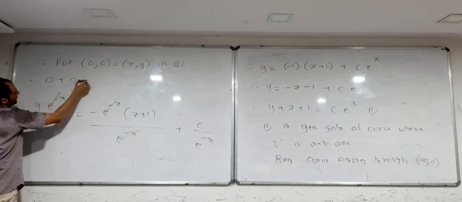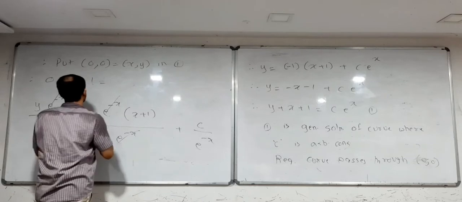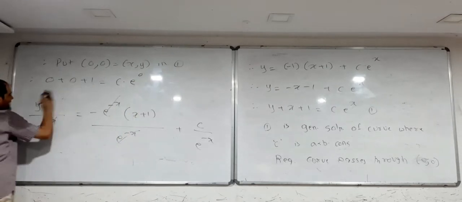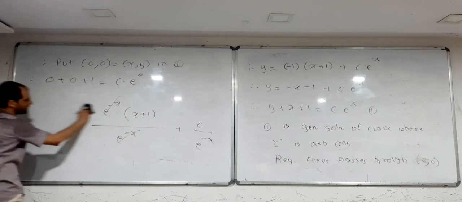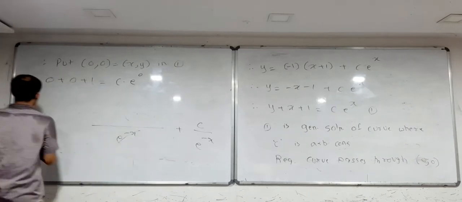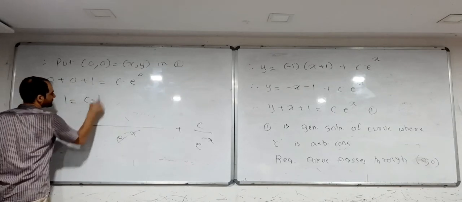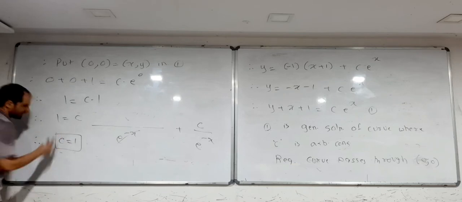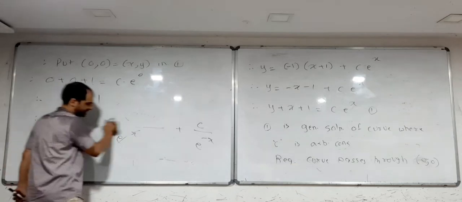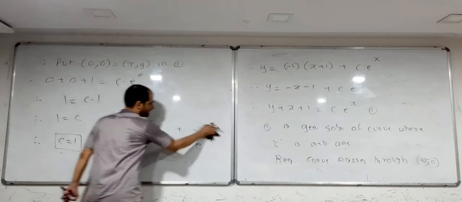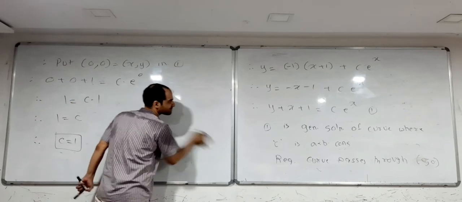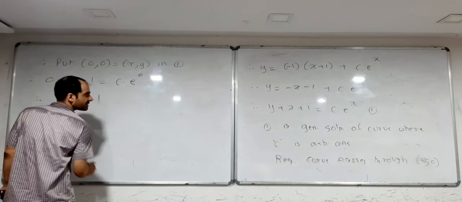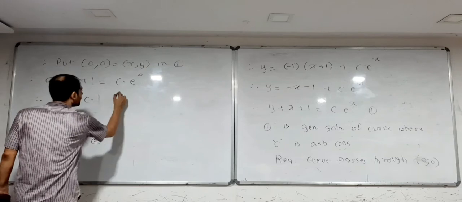तो 0 plus 0 plus 1 is equal to c into e raised to 0. e raised to 0 कितना होता है? 1. तो c will be 1. Okay. So therefore 1 is equal to c into 1, therefore c is 1, c का वैल्यू 1 आएगा। अब c का वैल्यू सब्स्टिट्यूट कर दो, so you get equation of the curve as y plus x plus 1 is equal to e raised to x. This is our result number 2.